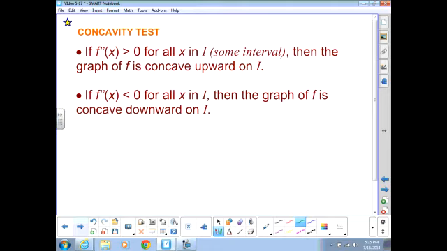So your concavity test: if the second derivative is greater than 0, in other words positive on an interval, then it must be concave upward on that interval. If the second derivative is negative on some interval, then it's concave down on that interval. And this is going to be the very useful one for determining concavity. I'll show you a second way you can determine if it's concave up or concave down in a second, which is a little bit more work, so in most cases you'll probably use this.